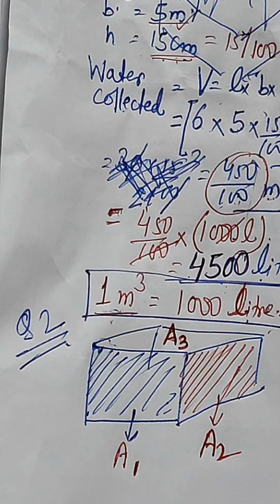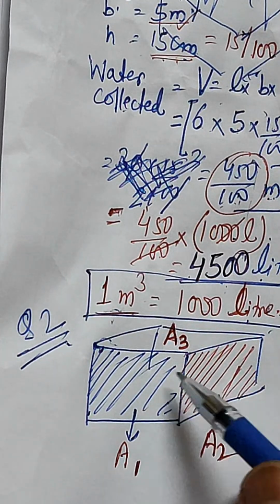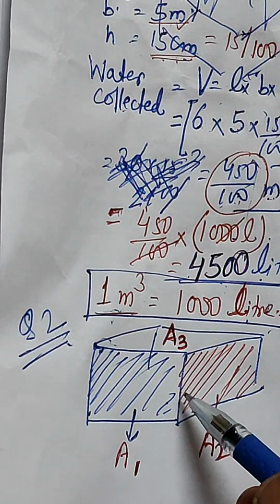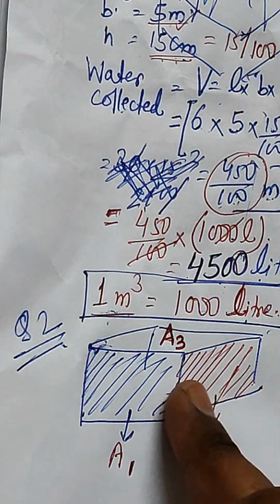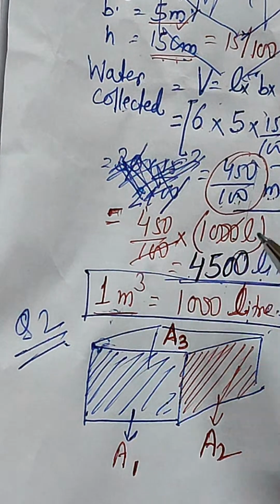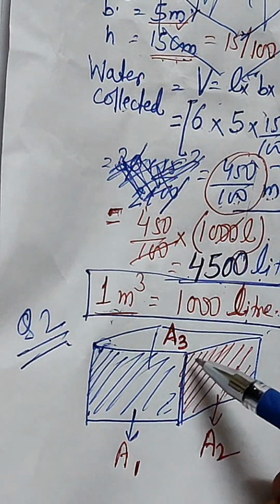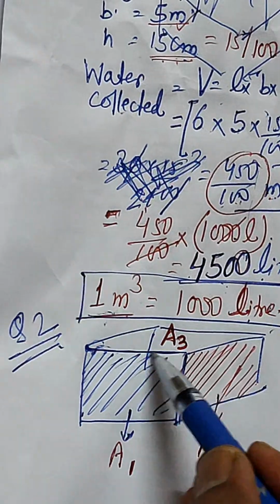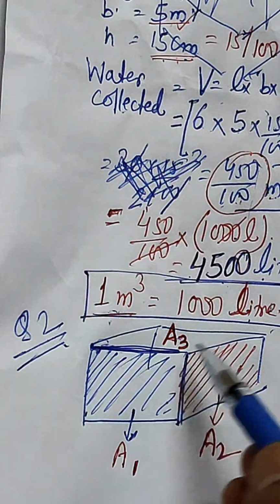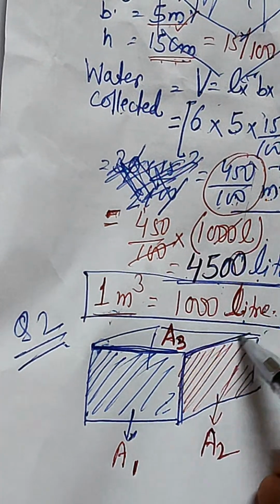Now we need to prove that if a1, a2, a3 denote the areas of three adjacent faces. Why adjacent faces? You can see this face is attached to this face because this is the common edge, right? And a3 is attached to a1 with this edge common, and a3 is attached to a2 with this edge common.